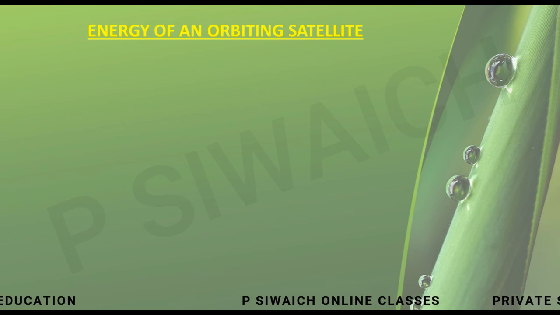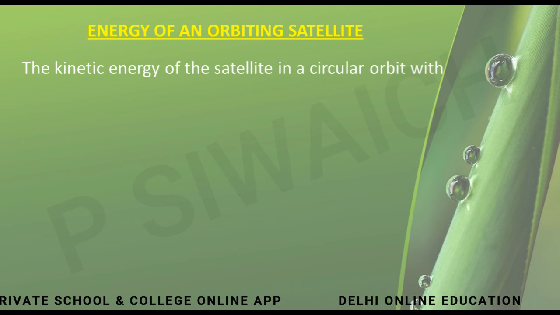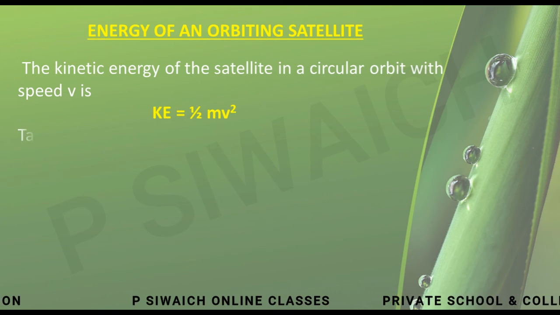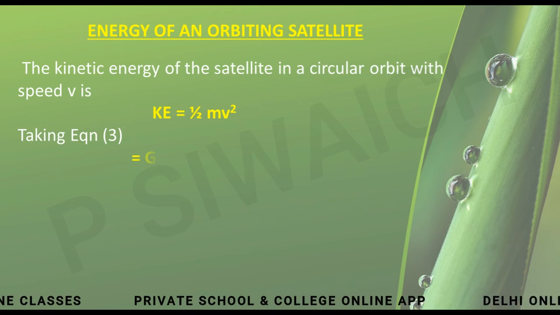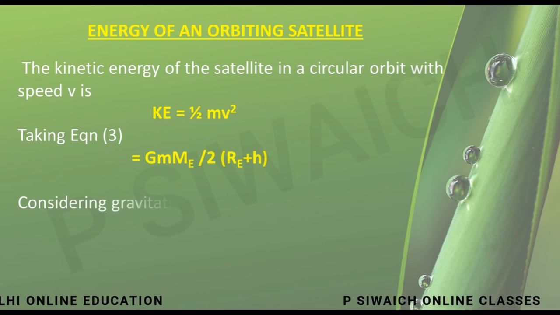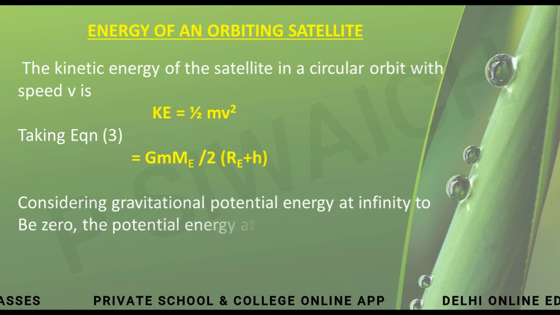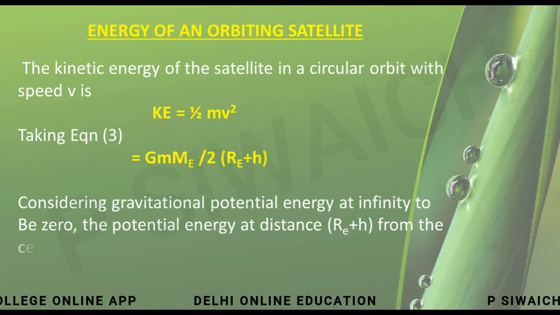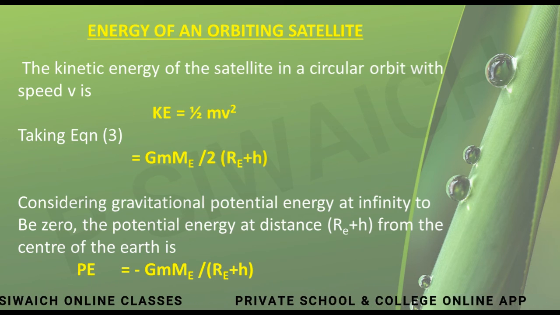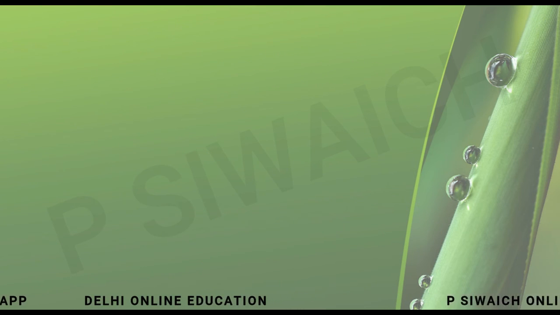Energy of an orbiting satellite. The kinetic energy of the satellite in a circular orbit with speed v is KE equals half m v square. Taking equation 3, KE equals G m Me over 2 (Re plus h), considering gravitational potential energy at infinity to be 0. The potential energy at distance Re plus h from the center of the Earth is PE, that is equal to minus G small m into capital Me over (Re plus h).